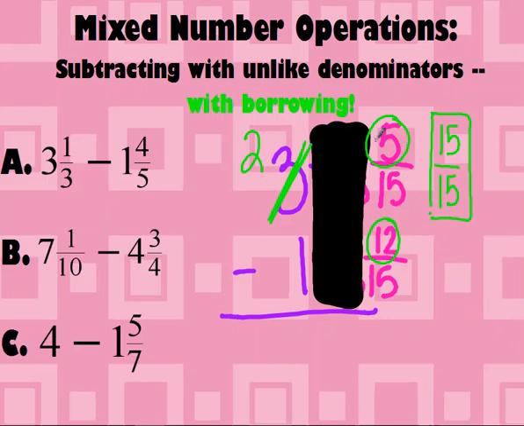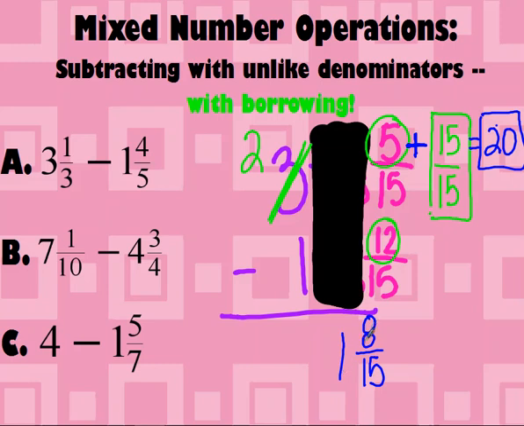So we had 5 pieces. We borrowed the 1 whole, which gave us 15 more. So now we have 20 pieces, okay? We had 5 already. We got 15 more when we borrowed. Now we have 20. So what we do now is I can subtract. 20 minus 12 gives me 8, and we worked really hard for that common denominator, so 15ths is still going to be our denominator, and then it's going to be 2 minus 1 is 1. So 1 and 8/15 would be our answer here.